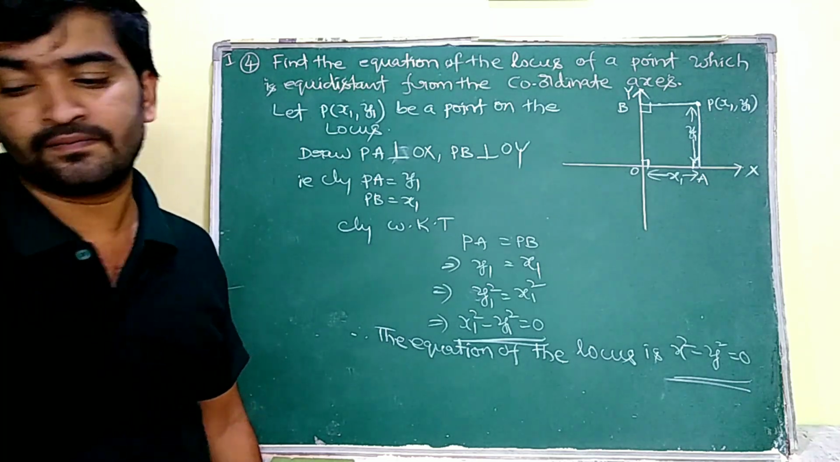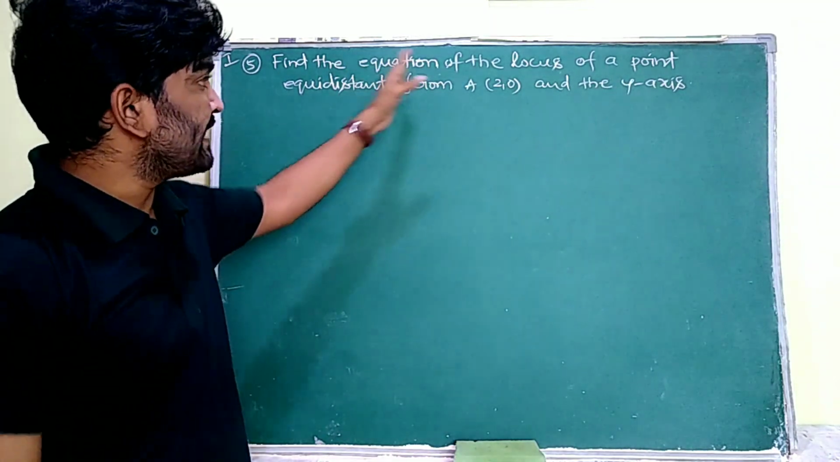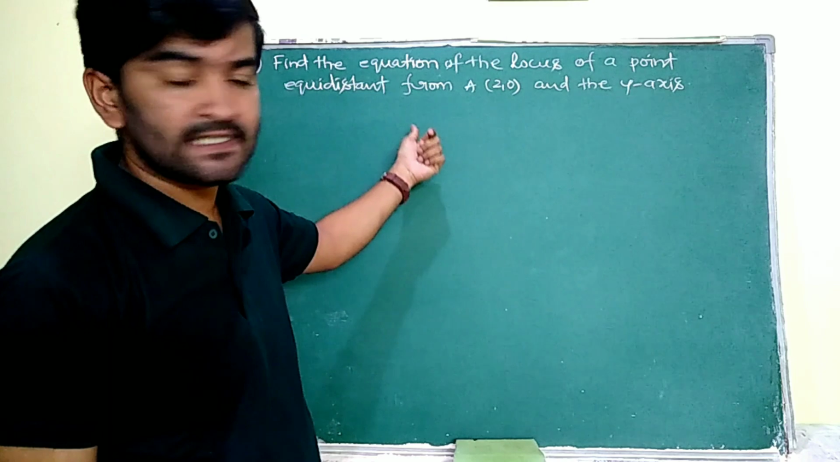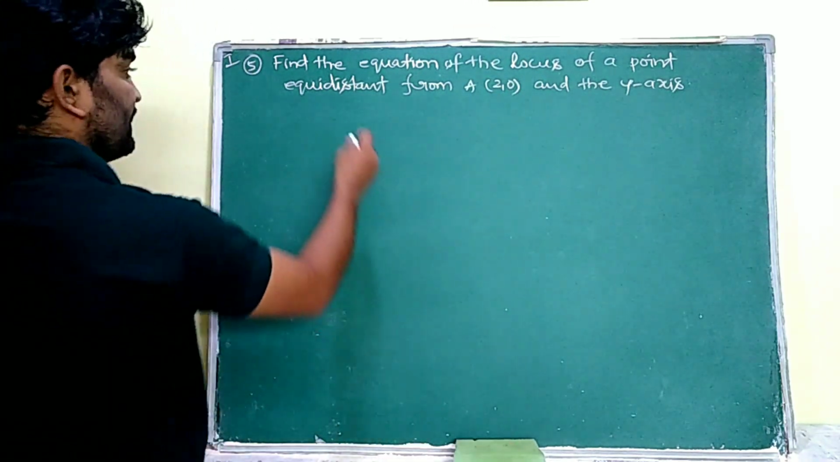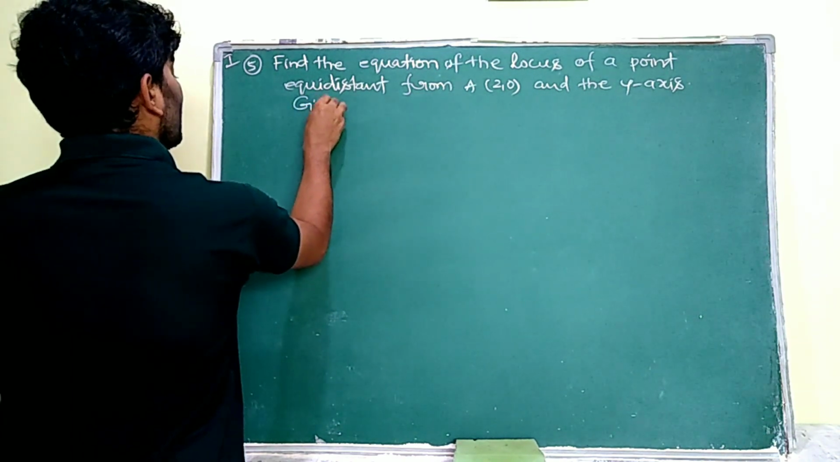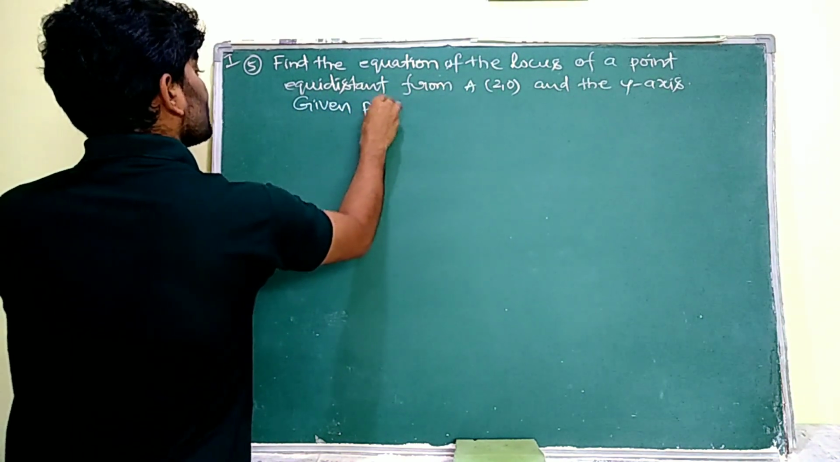Understand? Now, see, the fifth one. Find the equation of the locus of a point equidistant from A(2, 0) and the y-axis. Firstly, write the given point.